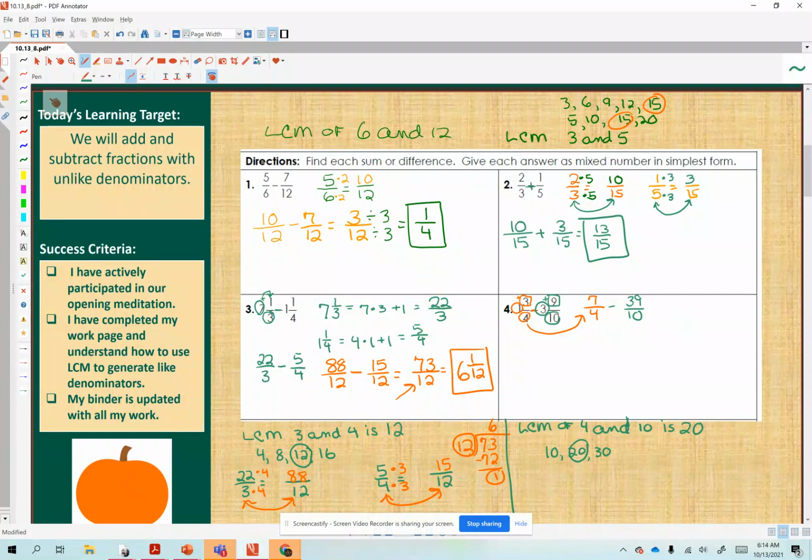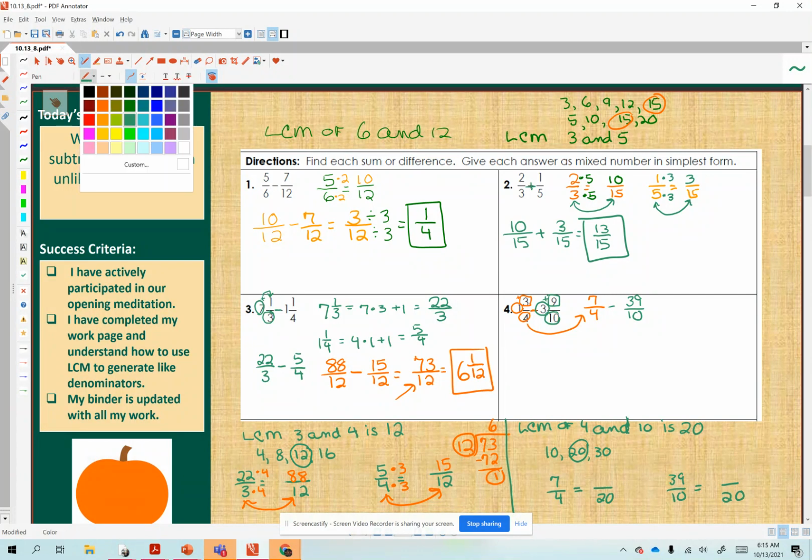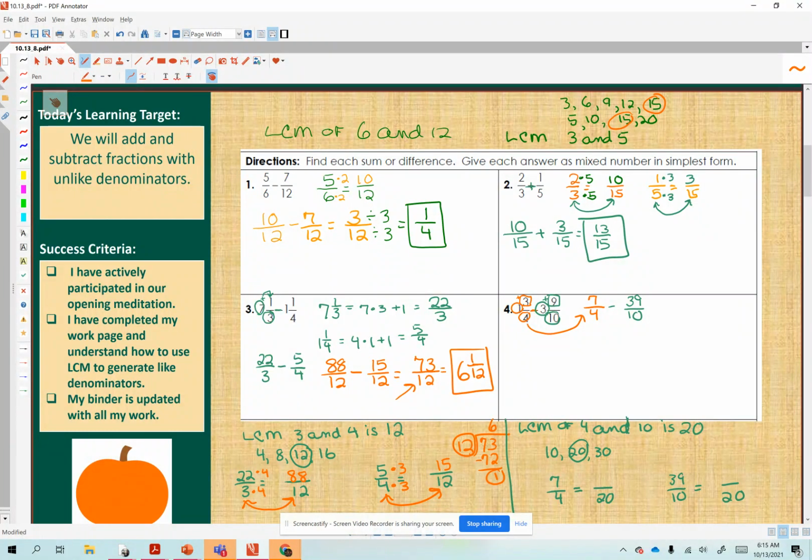So I need to convert 7/4 to 20ths, and I need to convert 39/10 to 20ths. So let's change our color so we can show our work very clearly. So what do I do to get from 4 to 20? What can I multiply by? I can multiply 4 times 5 to get 20, which means I'll multiply the numerator 7 times 5, which will give me 35. I will multiply 10 times 2 to get 20. So that means I will multiply the numerator by 2.